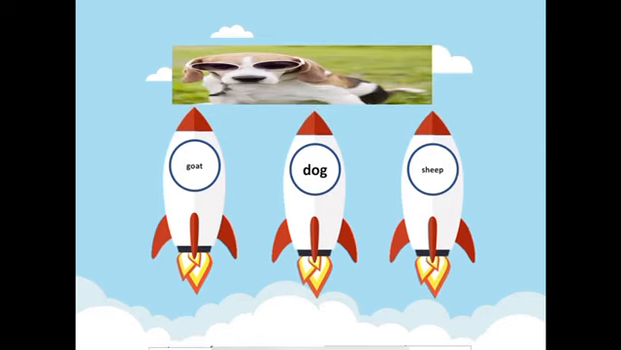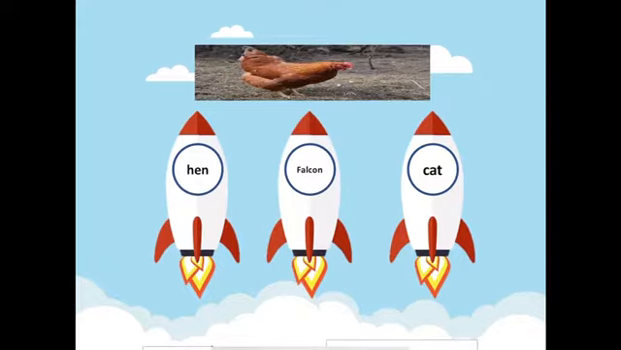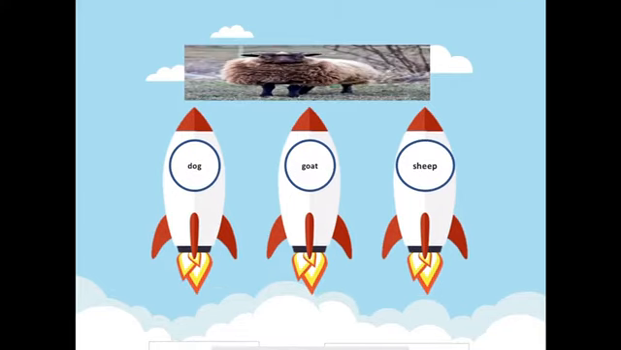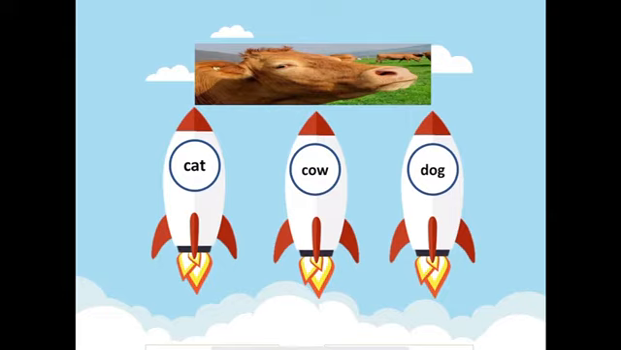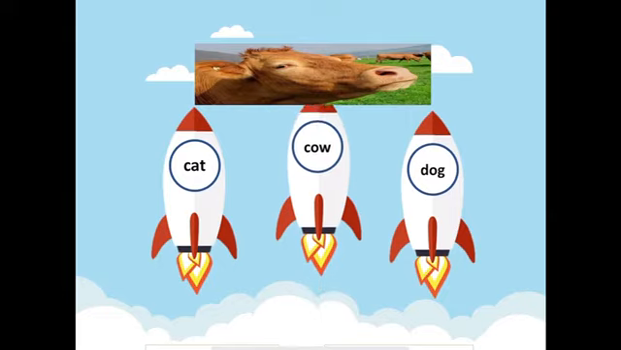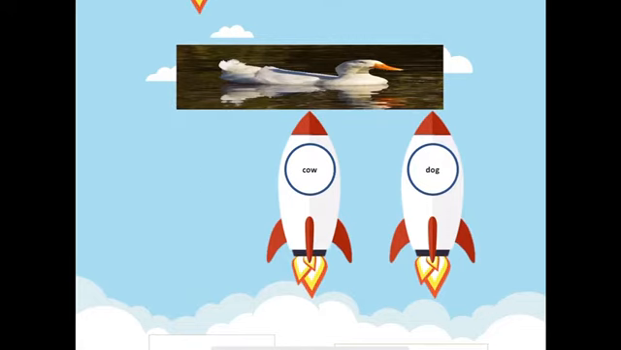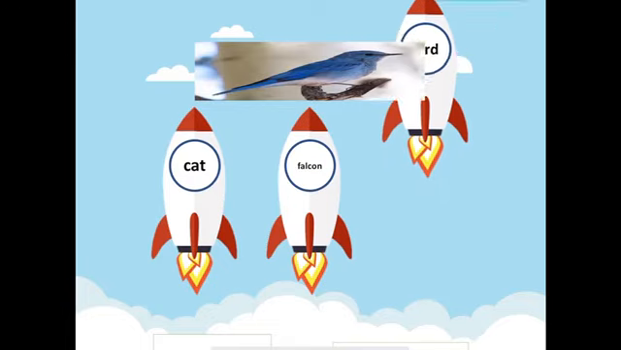Goat, dog, sheep. Yeah, this is dog. Okay, now hen, falcon, cat. Yeah, this is hen. Dog, goat, sheep. Yes, this is sheep. Cat, cow, dog. Yeah, this is cow. Duck, cow, dog. This is duck. Cat, falcon, bird. This is bird.